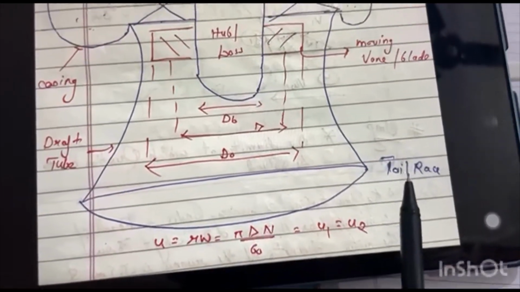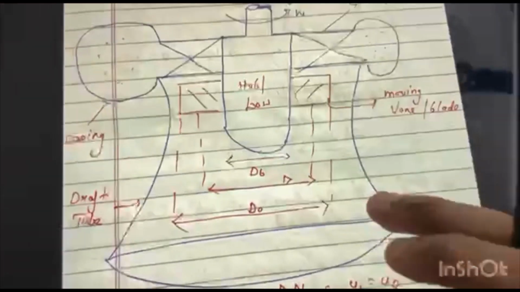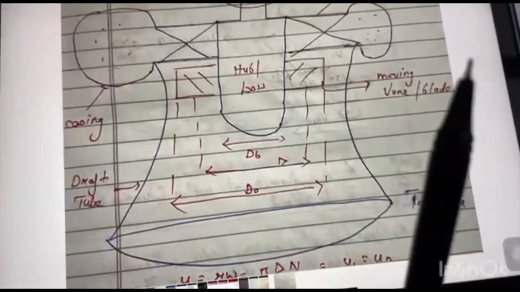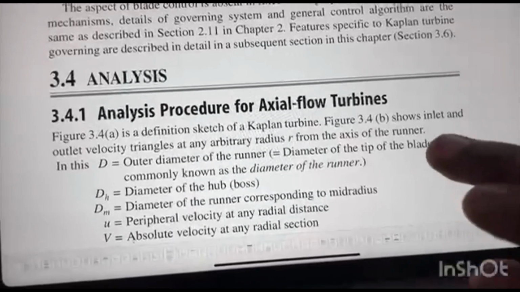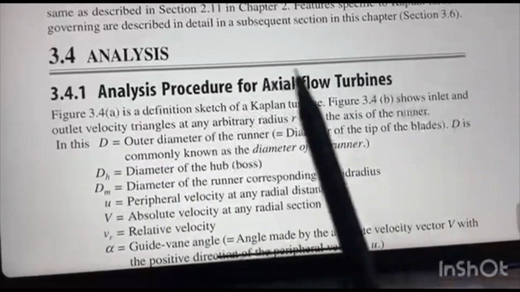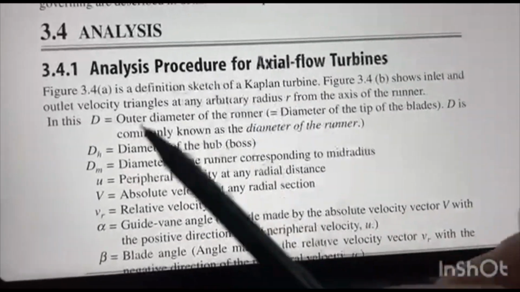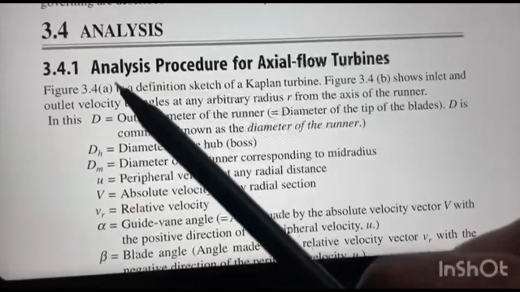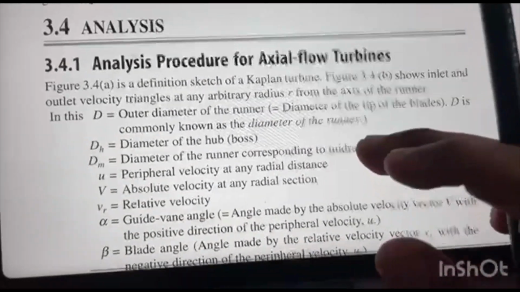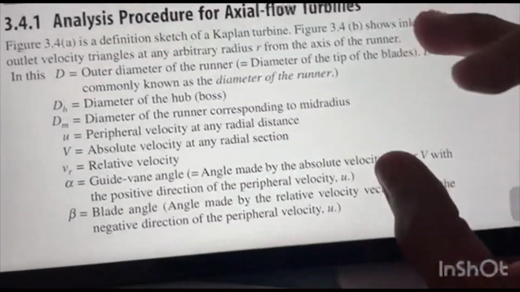This is the tail race and the head race. Now, coming to our topic, analysis. We have seen the diagram of the Kaplan turbine. Now we will also discuss the diameters.